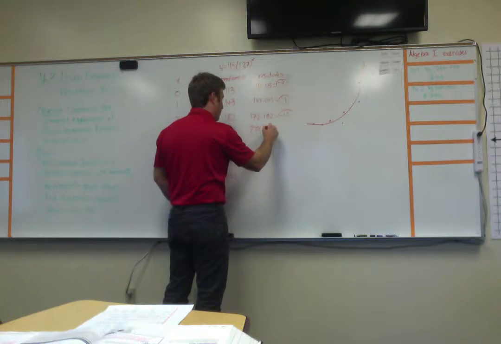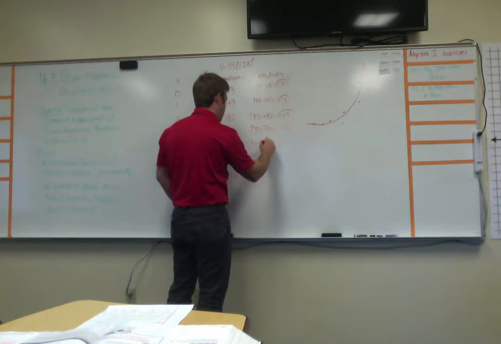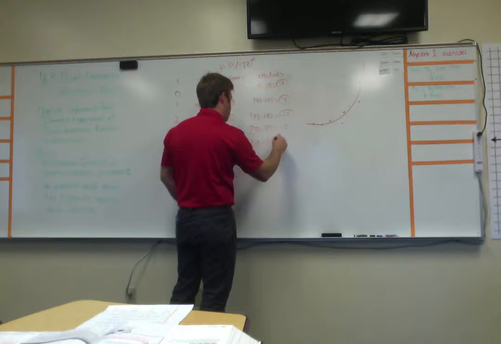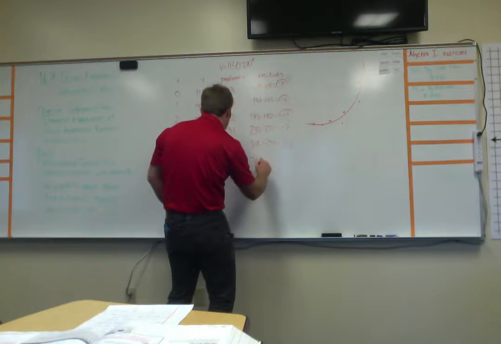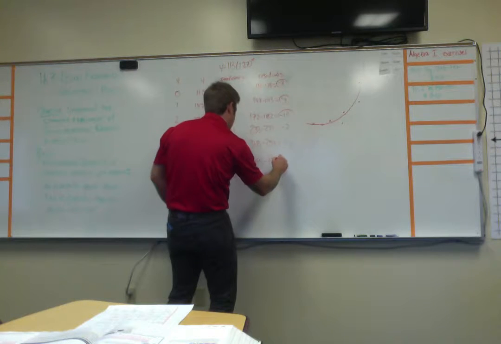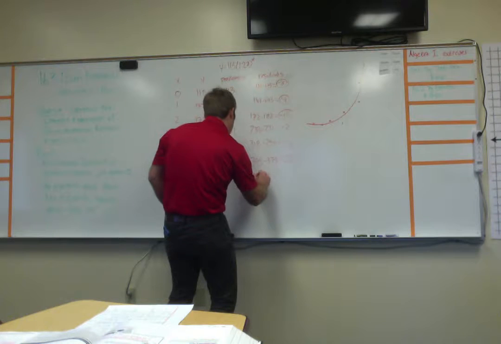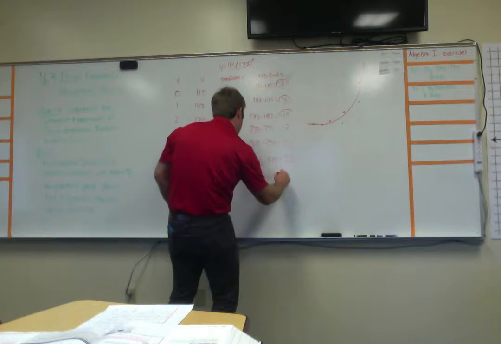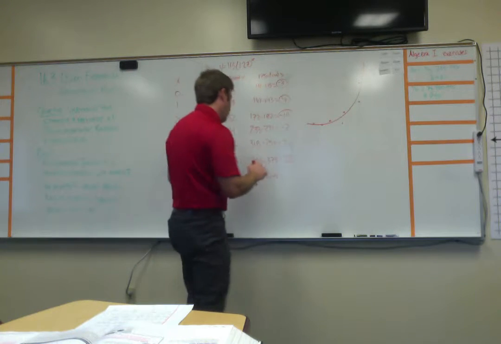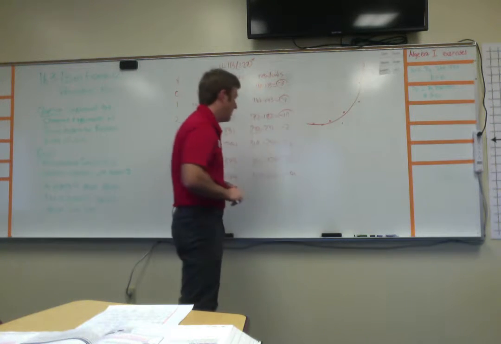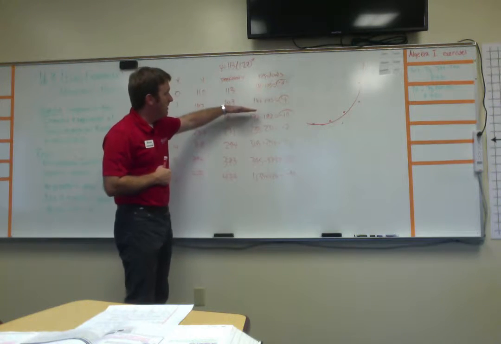233 minus 231 equals -2. 318 minus 294 equals 24. 395 minus 373 equals 22. And 433 minus 474 equals -41.